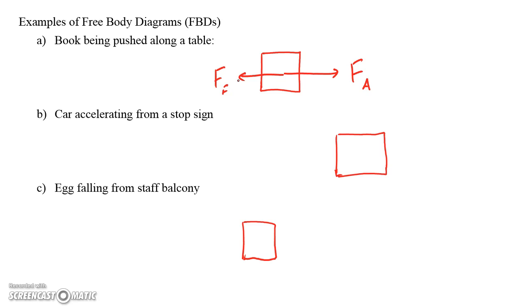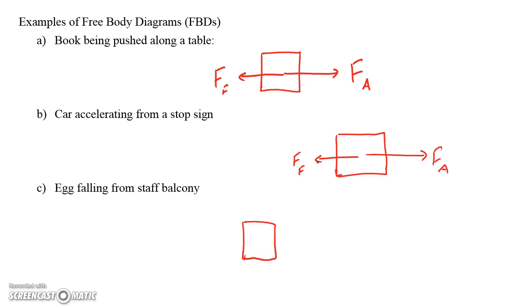Now a car accelerating at a stop sign. So that means it was at rest. Again, we're going to have an applied force. That applied force comes from the engine. We are going to have friction. The tires are on the road, so there is friction. It's the same forces. A lot of times these problems have the same forces, even though they might be different values, the free body diagrams will be very similar.